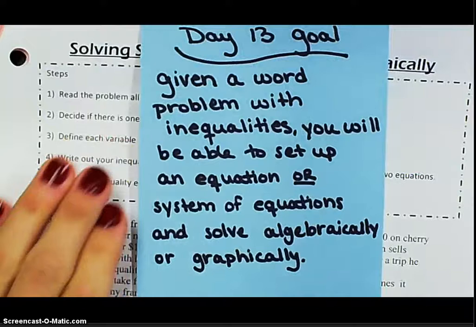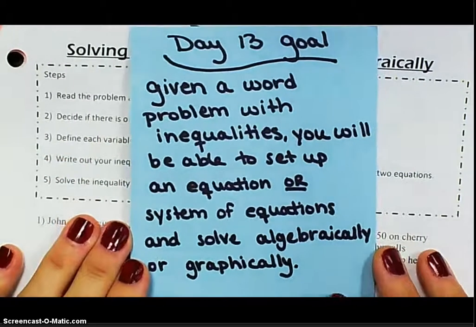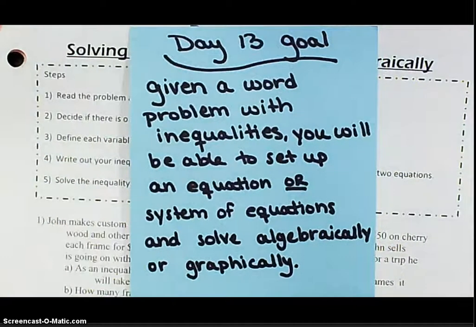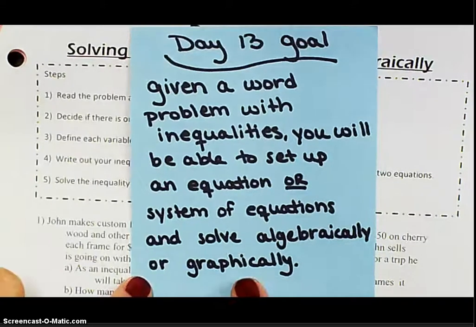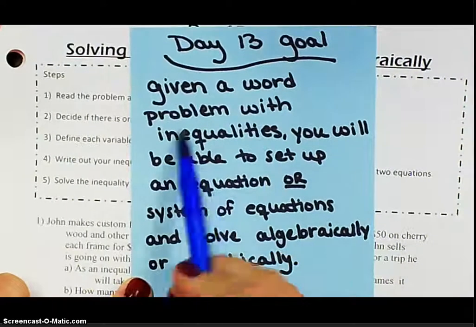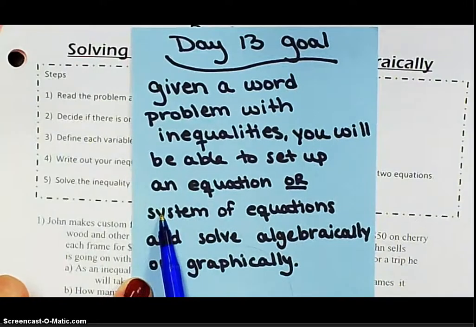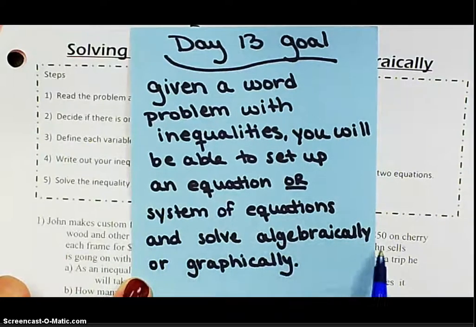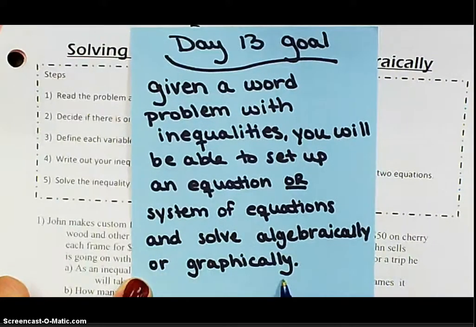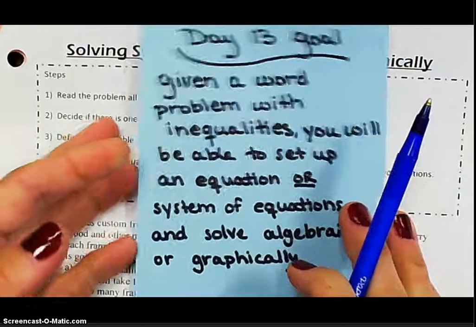All right, so let's go ahead and take a look at our goal for today. Today's goal: given a word problem with inequalities, you will be able to set up an equation or system of equations and solve algebraically or graphically. Today, our main idea is we're working with inequalities. Sometimes there's one equation, sometimes there's two, and we have to read carefully to know if we're solving algebraically or graphically. All right, so let's go ahead and flip the page.